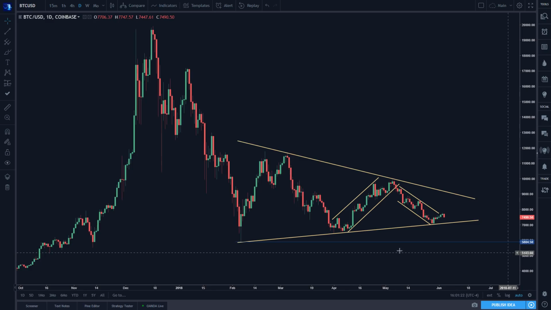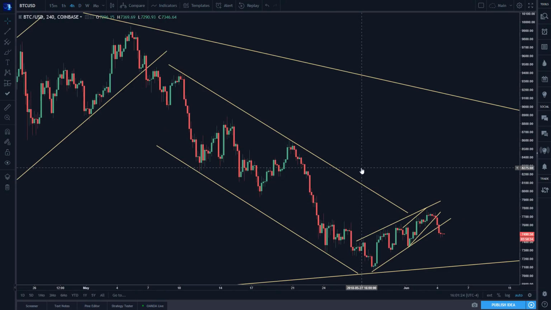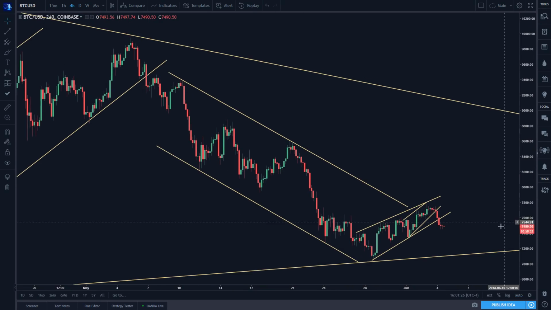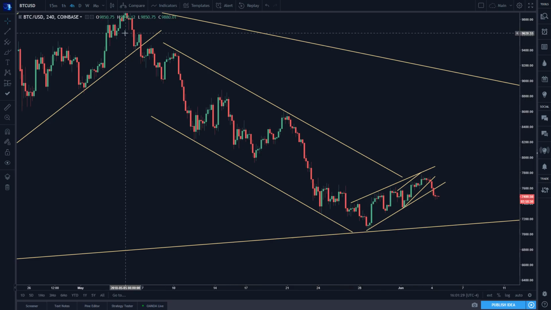But let's get into the chart here. So if you look on the 4-hour, we broke out of this descending channel that we were looking at. But what you have to look at is how we broke it. So we definitely didn't do it with impulse. We definitely didn't do it with momentum.